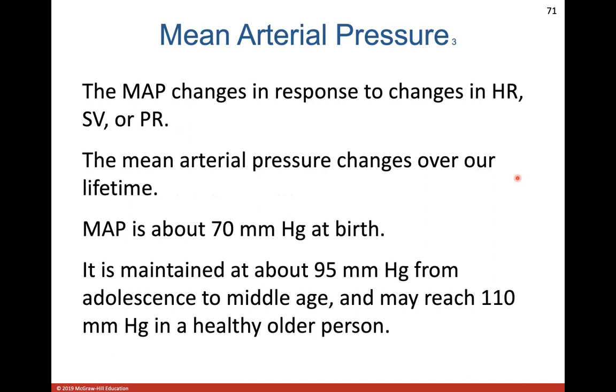And it even changes over our lifetime. At birth, the mean arterial pressure is about 70 millimeters of mercury. It's maintained at about 95 millimeters of mercury from adolescence to middle age, but it could reach up to 110 millimeters of mercury in a healthy older person.